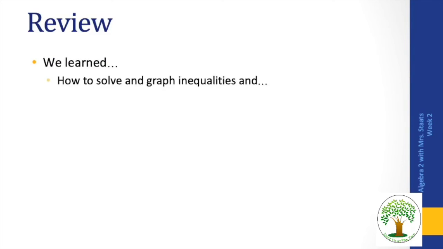All right, let's review what we've done. We've solved and graphed inequalities. We noticed that whenever we multiplied or divided by a negative, we had to flip the inequality around so that it stayed true. And we solved compound inequalities. We had some or graphs and and graphs.